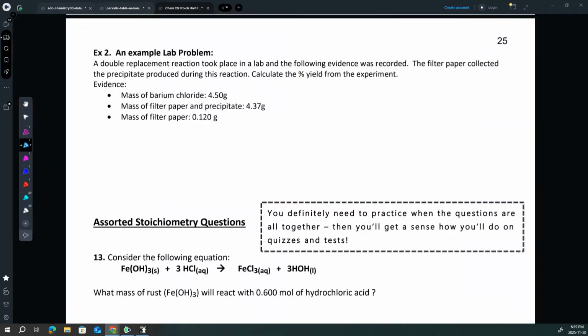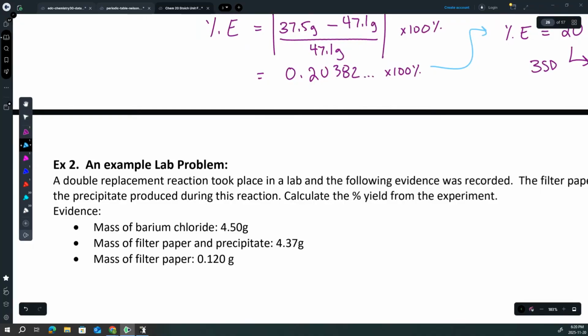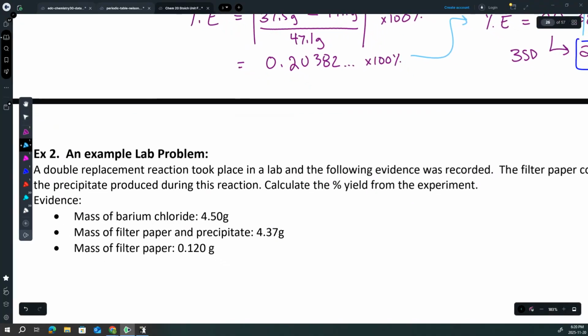In our next example, we have a double replacement reaction that took place in a lab, and the following evidence was recorded. The filter paper collected the precipitate produced during this reaction. Calculate the percent yield from the experiment. One adjustment we need to make here is that this question should have what exactly that double replacement reaction was, so we are going to write that in.